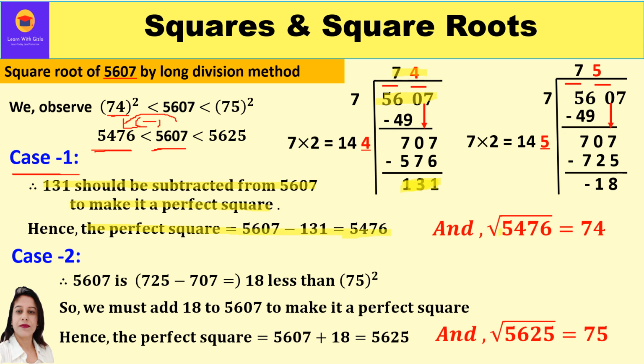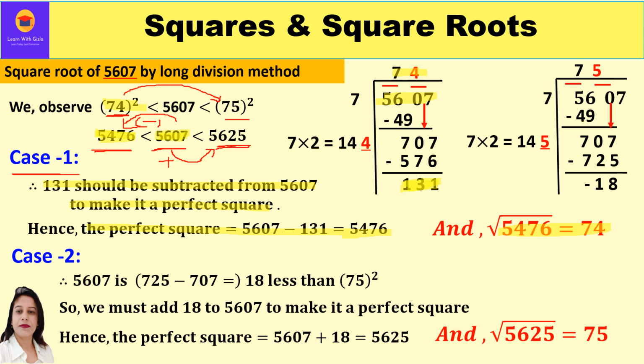Now the square root of 5476 is 74 because 74 square was 5476. We have seen over here 74 square is 5476. Now 5607 is greater than 5476. Now the next case is what should be added to it. If we add something to 5607, it will become something more. It will turn into the next square number. And how to get the next square number? Basically we have 74 right now. So the next square number will be 75 square. If we do 75 square, we should get 5625.